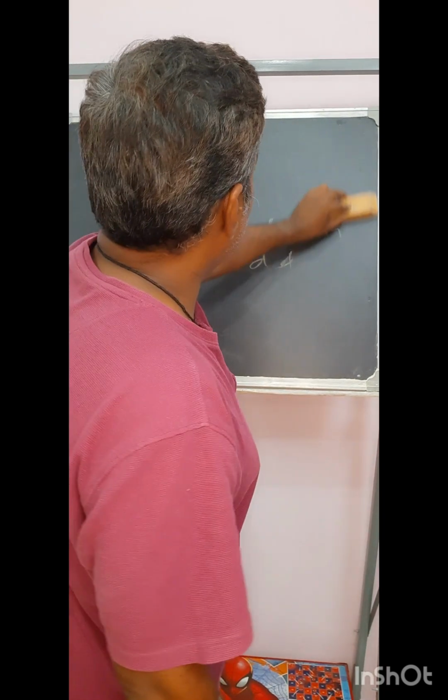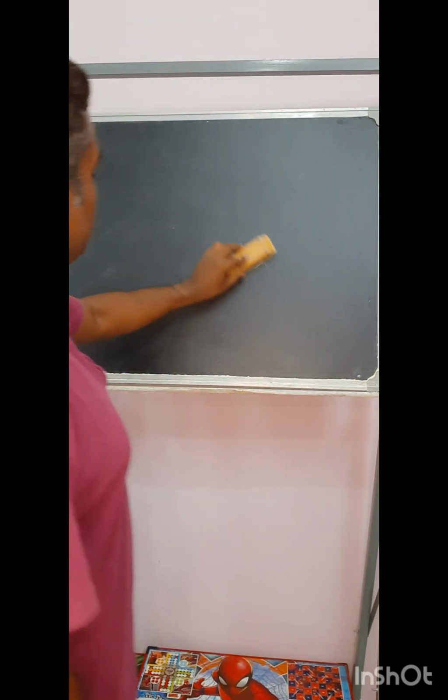Okay, this is one kind of property of squares. So this is for now. In the next class I will bring more such properties of squares and square roots.